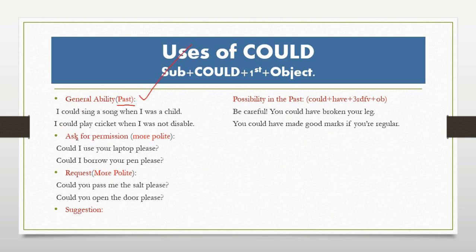How does it use for permission? Asking for permission with could is more polite, but with can, that is not that polite. For example, can I use your laptop, please? There we do not use please that much, and that is informal. But here it is polite and formal. Could I use your laptop, please? Could I borrow your pen, please? So they are for permission.